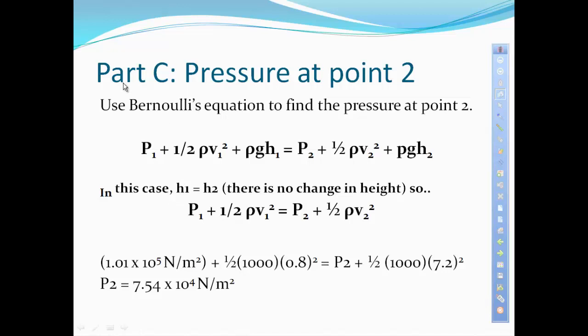Here is the part C, finding the pressure at point 2. So we have this expression again for Bernoulli's principle. And in this case, there's no change in height of the pipe, so everything is on the same level. So your potential energy expression here can just cancel out, and we're left with this. And then when we plug our values in, you should have gotten 7.54 times 10 to the 4th Newtons per meter squared.